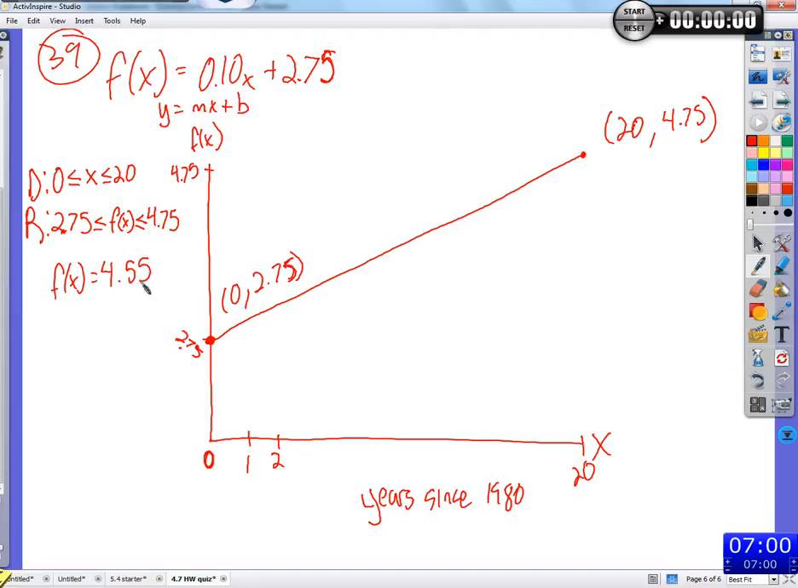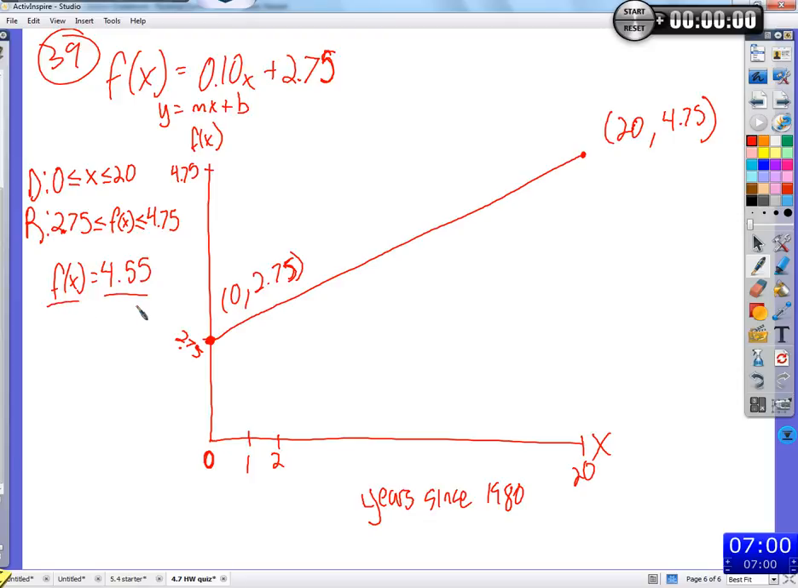We plug 4.55 in for x. Who thinks we should do that? Who thinks we should do something else? All right. Something else, people. What's the something else we should do? Okay. For f of x, which we can think of as y. Yeah, the output. Okay. You can see what it's saying is f of x equals 4.55.